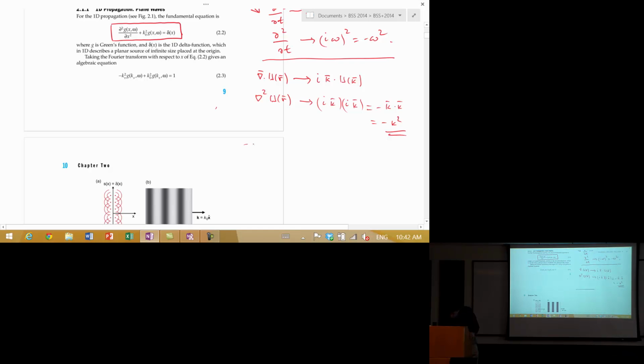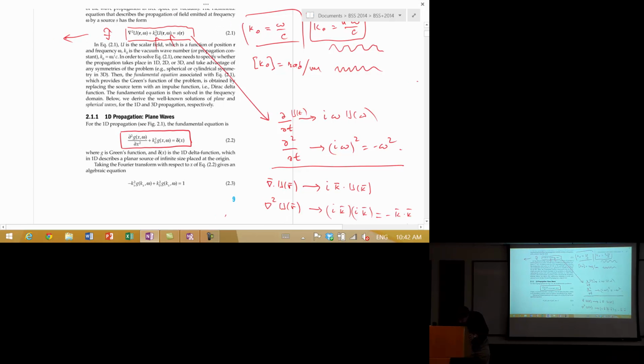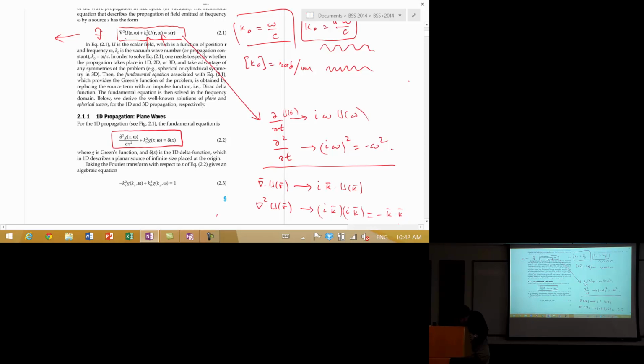So now we're able to write this in the frequency domain. If I take the Fourier transform of this whole thing, let me write it down here. What do I get? The Laplacian gives you minus k squared, and k now is the magnitude of the vector k. This is just the length of the vector. k naught squared stays the same. It becomes u of k and omega equals whatever the source term is, s of k, Fourier transform. I can put a tilde to indicate Fourier transform.